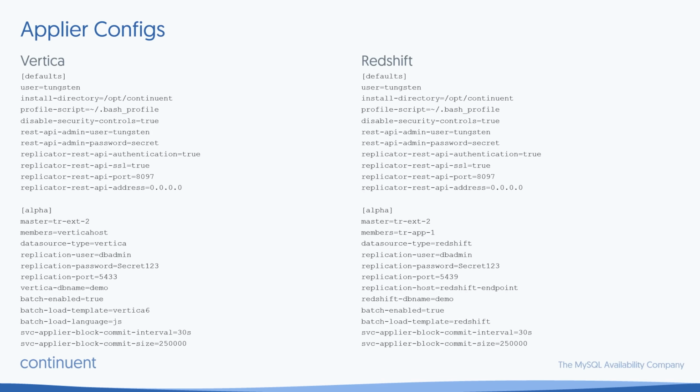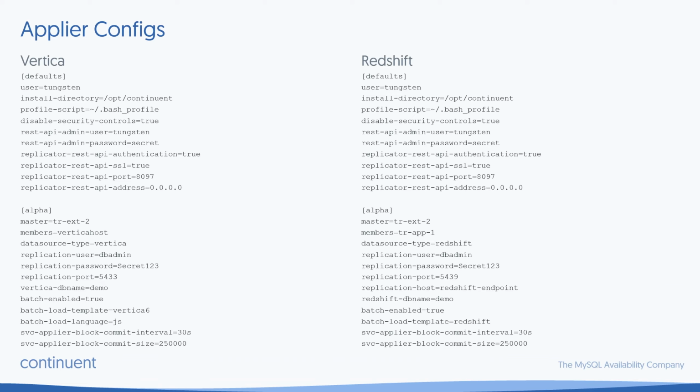In terms of the appliers, all of these are pretty much the same. The defaults are the same for all of them. The only differences are in the service blocks. So for Vertica, your data source type is Vertica, your replication user and details and port numbers here, and the database name for Vertica that you want to replicate into. Batch enabled is true, it's a batch load. The batch load template is the Vertica template we're using, with the JavaScript language. And then we have the applier block, commit interval, and commit size. I will talk about these on the next slide, so I won't go into detail on what those mean at the moment.